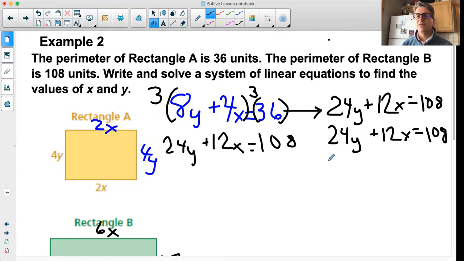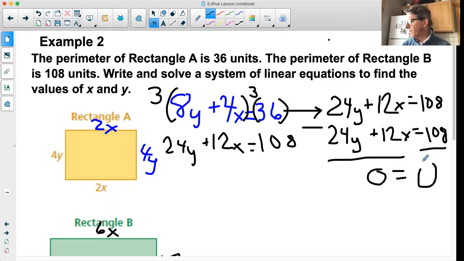So by elimination, I can eliminate the y. I saw this 8 and I thought, well, if I made that a 24 by multiplying by 3, I can go ahead and solve this. Well, take a look what happens. I'm going to subtract the 24y's from each other. I get 0. And this also is 12 minus 12. I get 0. And 108 minus 108 is 0. So I end up with 0 equals 0.